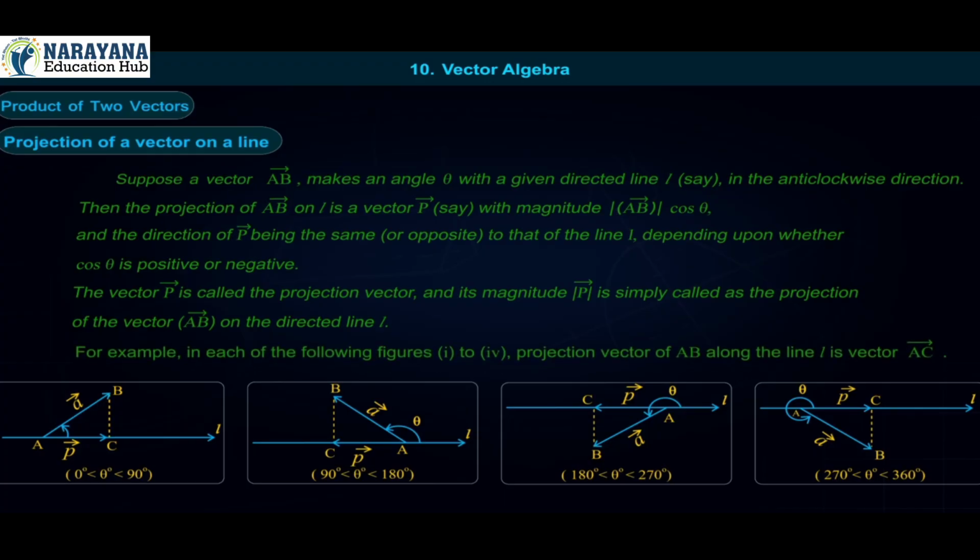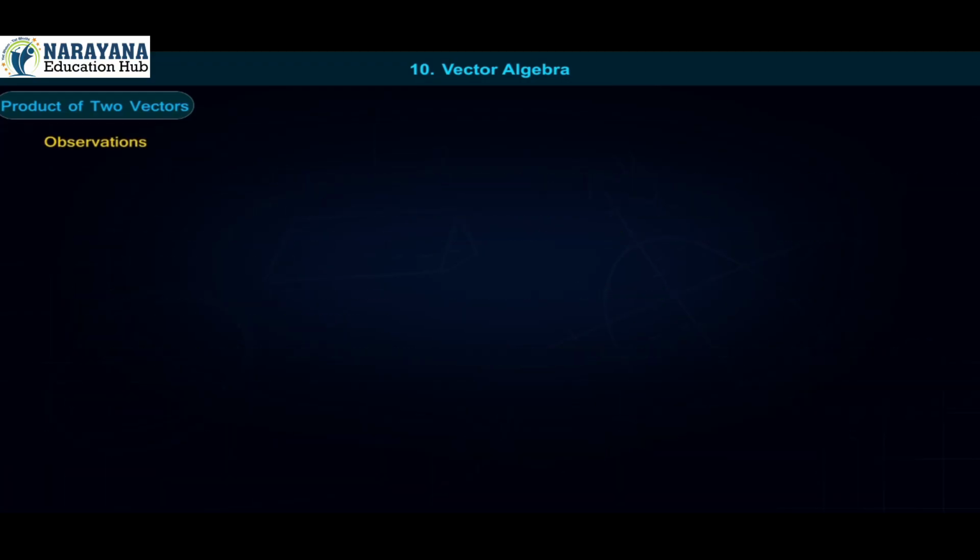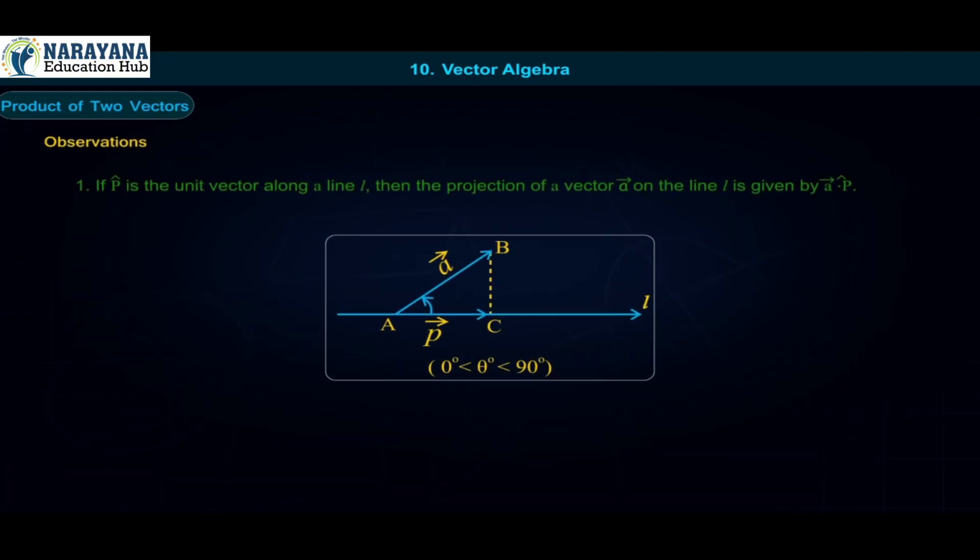For example, in each of the following figures 1 to 4, the projection vector of AB along the line L is vector AC. Observations. Number 1. If P cap is the unit vector along a line L, then the projection of a vector A on the line L is given by vector A into P cap.